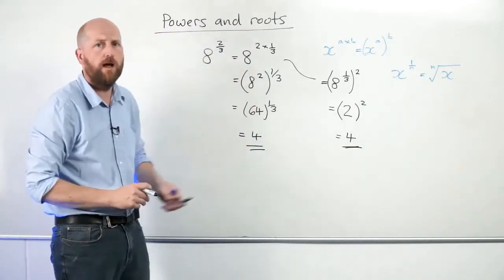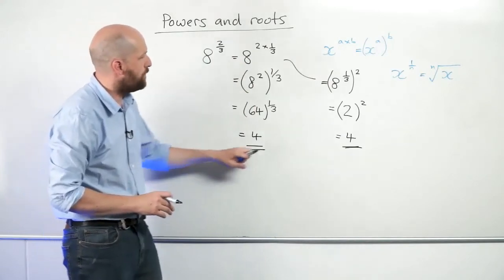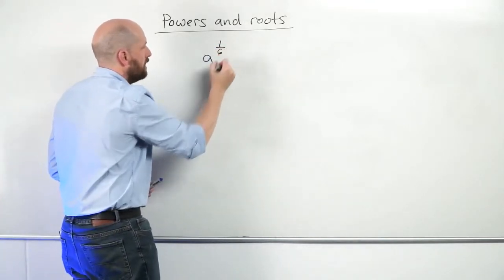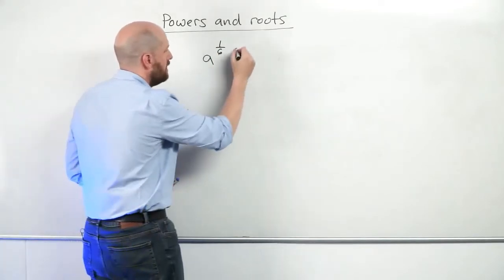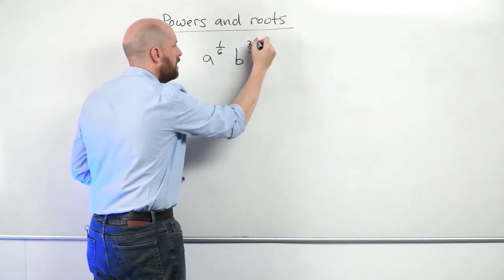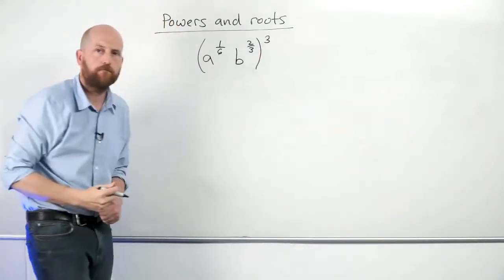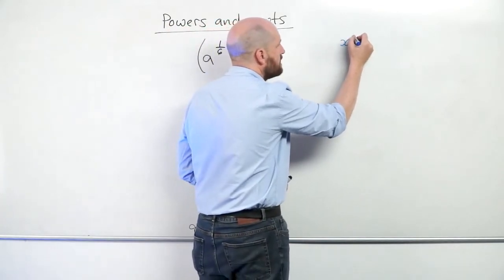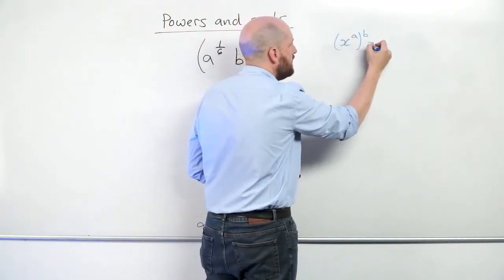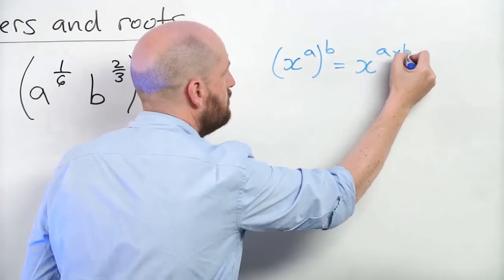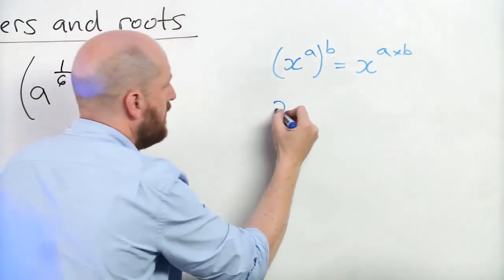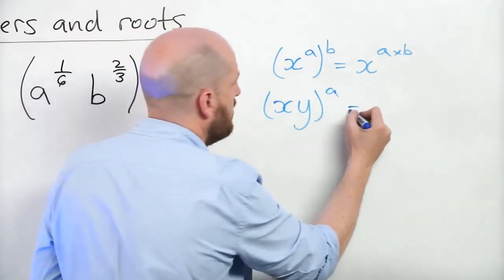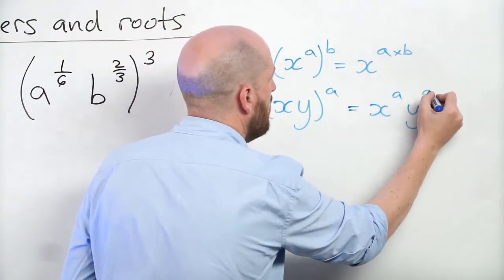So here, and there are many different ways of doing these kind of problems, but you always will get out the same answer. Our second example, a slightly more complicated example, I'm going to look at a to the power 1 over 6 times b to the power 2 over 3, all raised to the power 3. So I'm going to use 2 of the laws of indices now. I'm going to use the fact that x to the power a all to the power b is x to the a times b. And I'm also going to use the fact that x multiplied by y, all raised to a power a, is actually x to the power a, y to the power a.